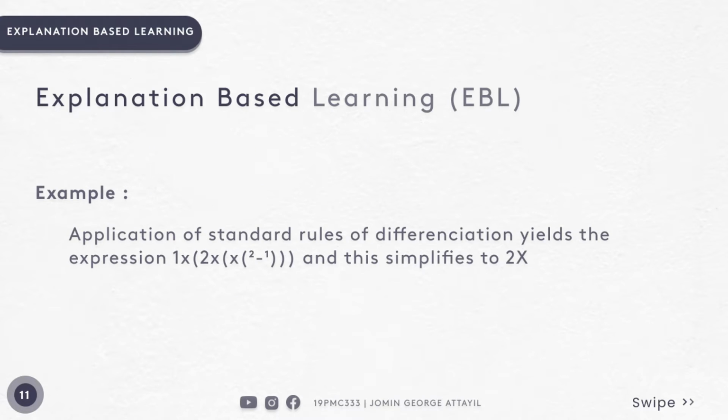In this example, we are going to use the standard rules of differentiation, which gives the expression in the form of 1 into 2 into x to the power of 2 minus 1. And this is the simplified form of the particular expression, that is 2x. X to the power of 2 minus 1 is x raised to 1, that is x. And 1 into 2 into x is simply 2 into x. So the result is 2x.